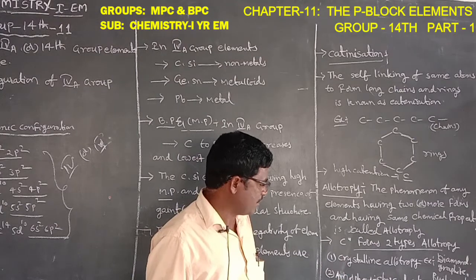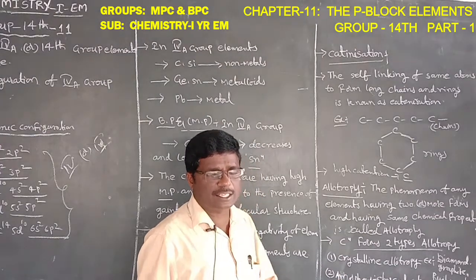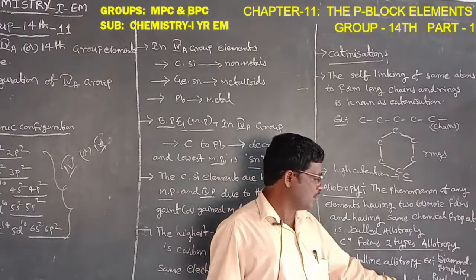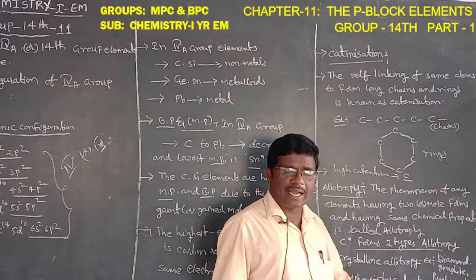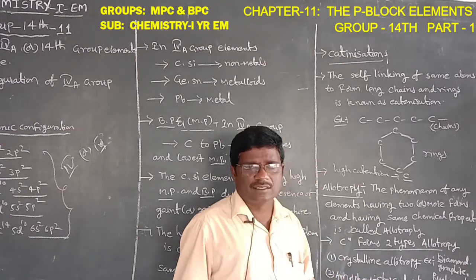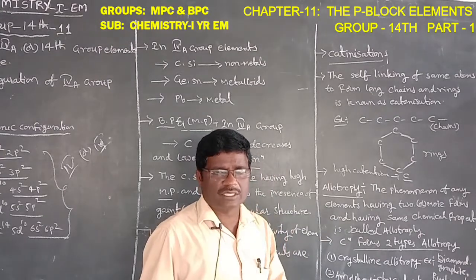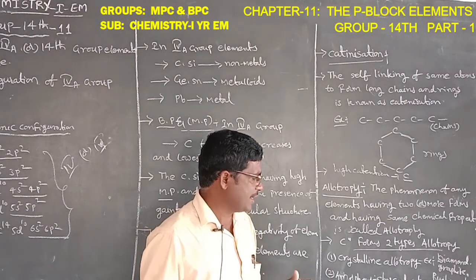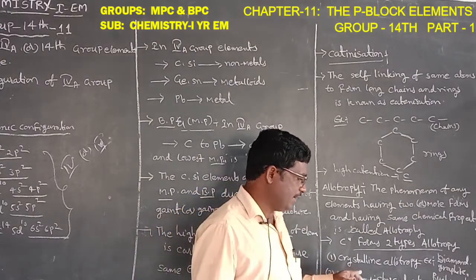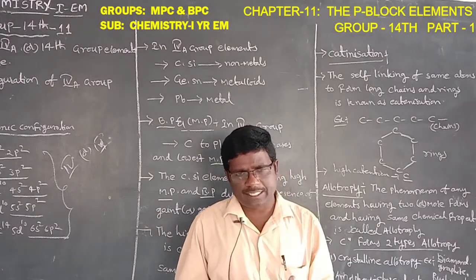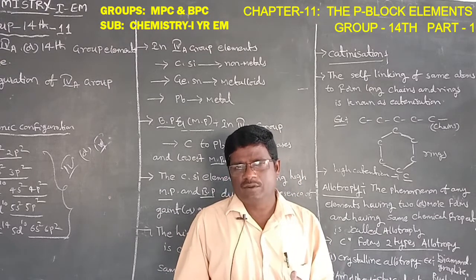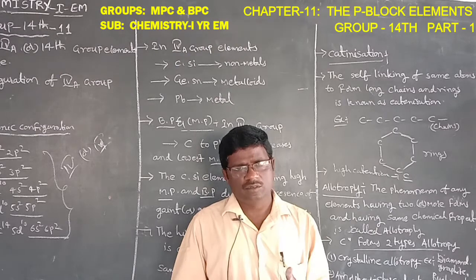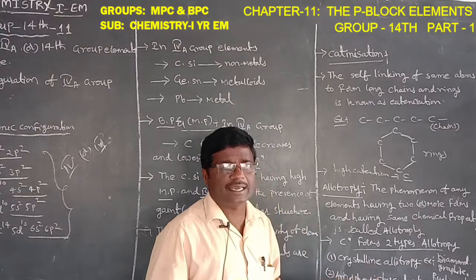That is the crystalline structure. Next one, amorphous. Amorphous means powder nature, like wood charcoal, lamp black, and animal black. Examples of amorphous forms are coke, coal, charcoal, wood charcoal, animal charcoal, and lamp black.